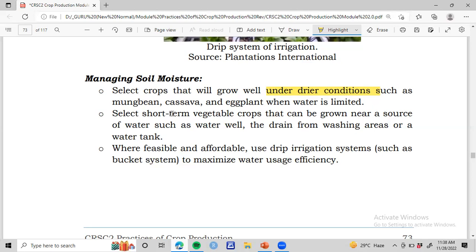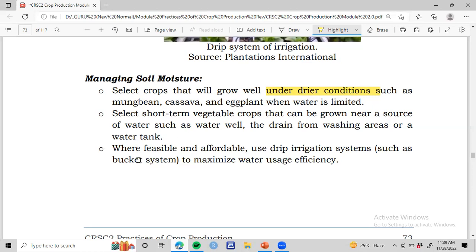So, select short-term vegetable crops that grow near a source of water, such as water well, the drain from washing areas, or a water tank. Ayun. So, if we want to have a good source of vegetables, sa mga boarding houses ninyo, pwede kayong magtanim ng mga short-lived or mga annual vegetables na kung saan pwedeng itanim doon sa mga areas na may source ng water.